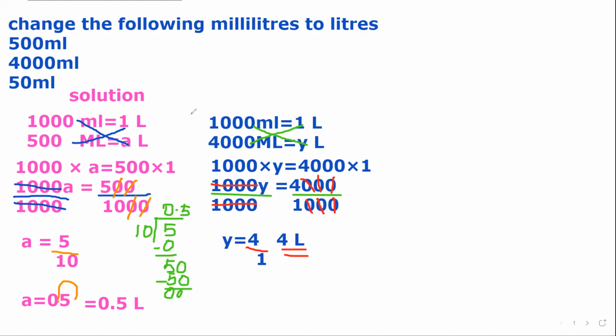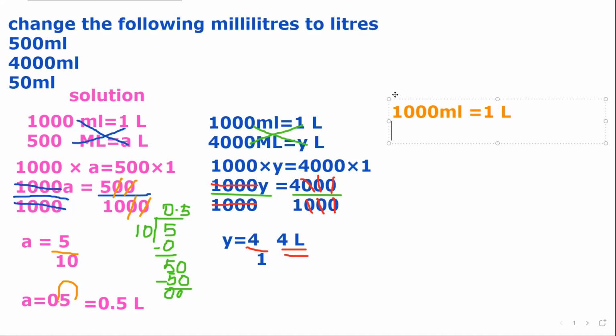Then let's solve the other one, 50 mils. Now, when you have the 50 mils here, you state the standard between what? The mils and then the liters. So we have 1,000 mils here is equal to 1 liter.